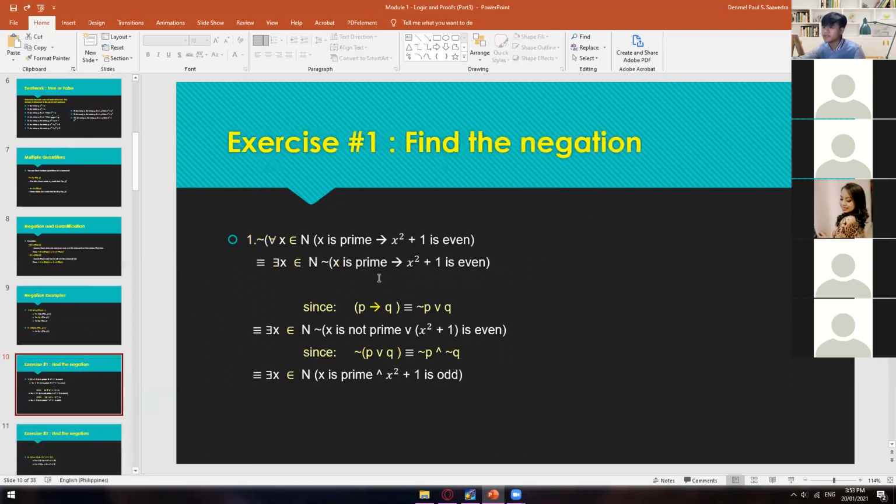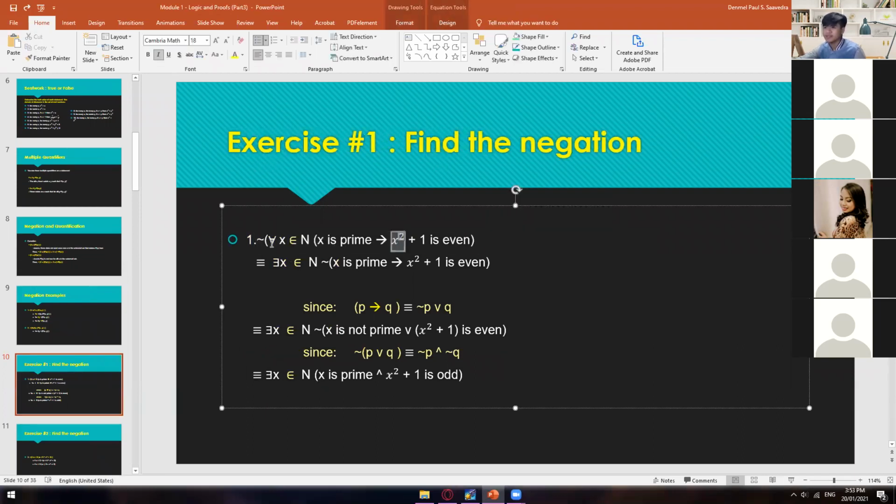Okay, so let's have an exercise. We have this proposition. This proposition now is a readable statement wherein we have for all x that is an element of n, where this n has this readable proposition: x is prime, or if x is prime, then x squared plus 1 is even. Okay, so again, we have here negation. So basically, we're just going to negate everything.